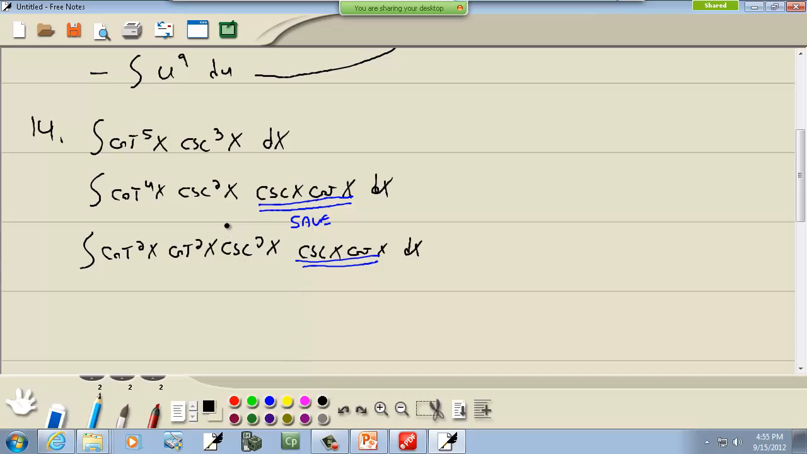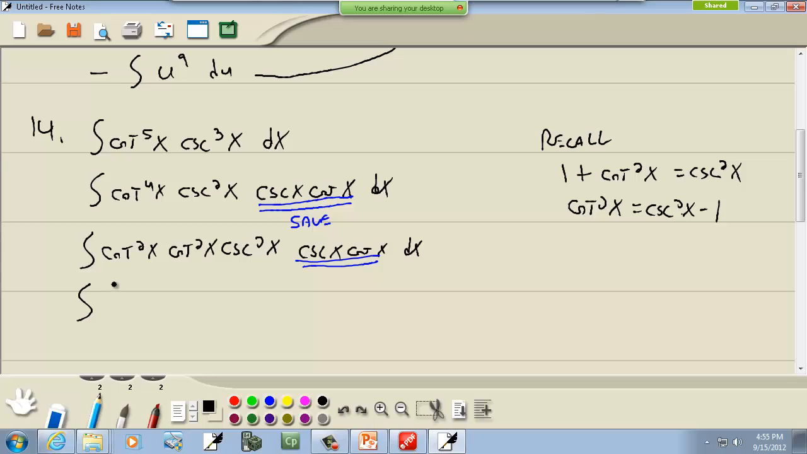Now we got our Pythagorean identity, so we can convert the cotangent squared to cosecant squared. Remember, 1 plus cotangent squared is equal to cosecant squared. So these are cotangent squareds, so I'm going to take the 1 over to the right side, and cotangent squared is equal to cosecant squared minus 1. So this becomes cosecant squared minus 1 times cosecant squared minus 1 times cosecant squared times cosecant cotangent dx.